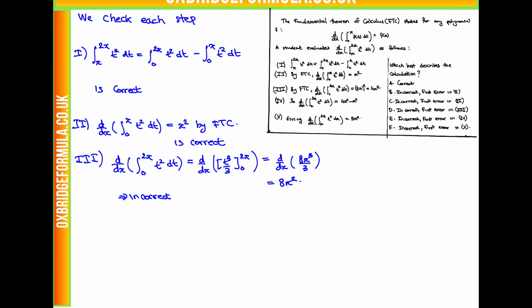Next, we look at the third step. This third step is doing the same thing, but with the integral from 0 to 2x, and claiming that this is equal to 4x squared using FTC. Now, the statement of FTC has nothing to do with 2x, it just has x on top. So we have to check this separately.